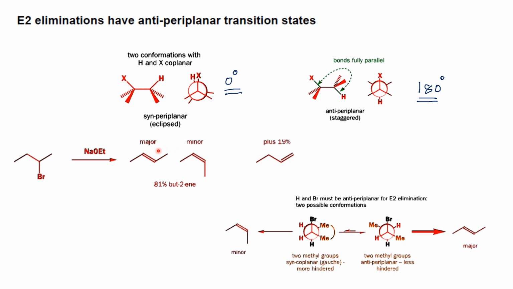But both of them satisfy the stereoelectronic requirement. Plus 19% of this olefin is also formed, and this is the one which is from the syn periplanar conformation. That is why it is formed in a very small amount. Okay, so that is about the stereochemistry of elimination.